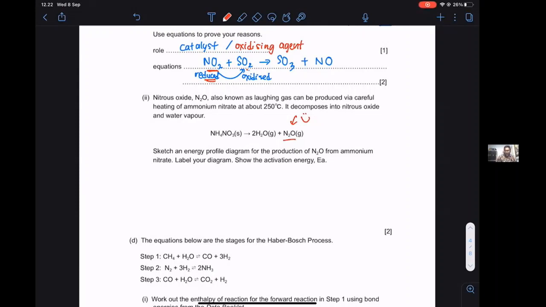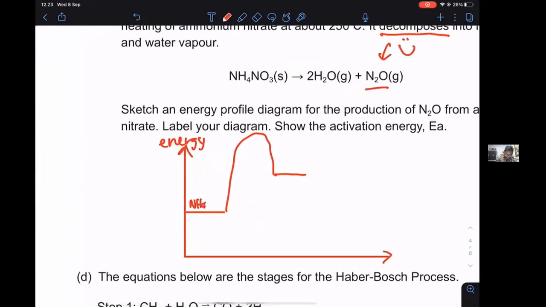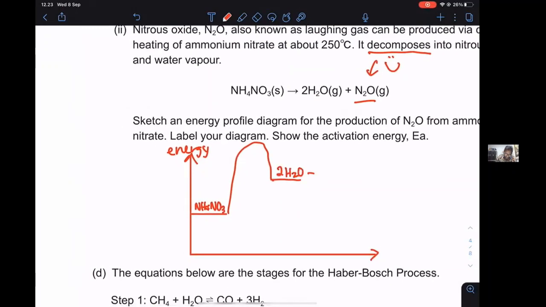Do remember, decomposition is always endothermic. So if you want to sketch an energy profile diagram, this one will be energy. If it is going to be a profile, no need to write anything. Make sure to show that this is going to be an endothermic reaction. So you draw like this. You can put NH4NO3, and the product that you are going to get is 2H2O plus N2O. That's going to be the product.